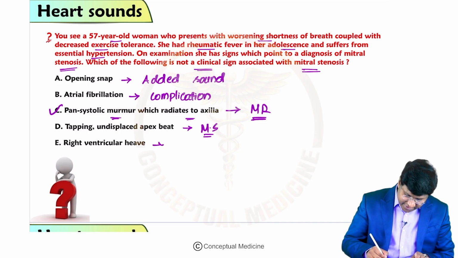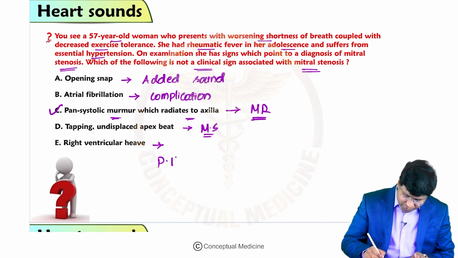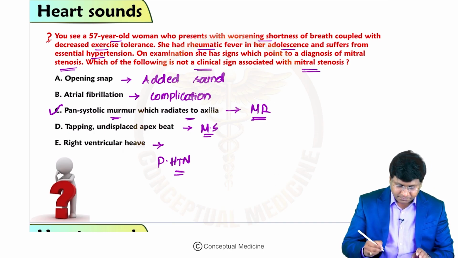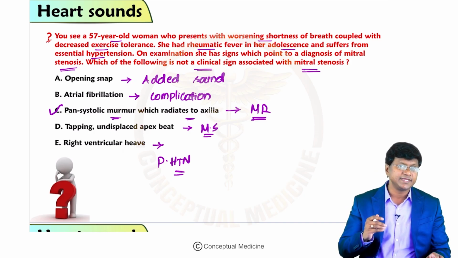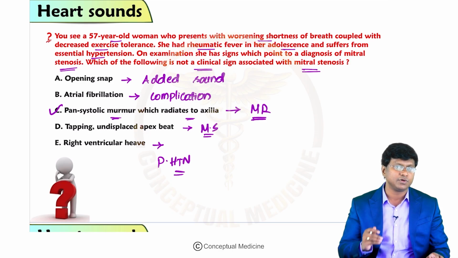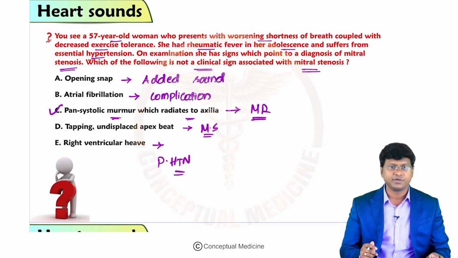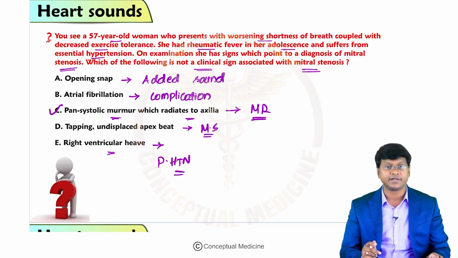And in patients with mitral stenosis, there will be development of right ventricular heave, and that is due to pulmonary hypertension. So in mitral stenosis, when they develop pulmonary hypertension, there will be increased afterload on the right ventricle, and because of this increased afterload, there will be development of right ventricular hypertrophy, and thereby the individual will have the right ventricular heave on palpation.